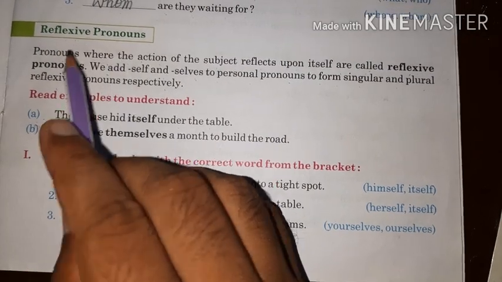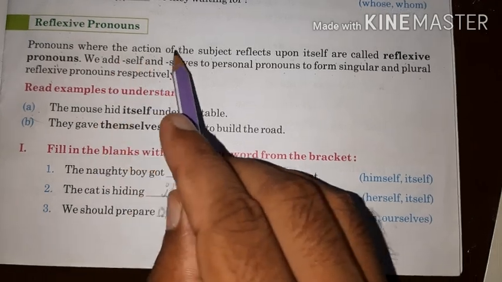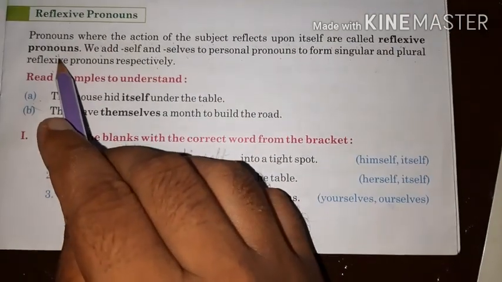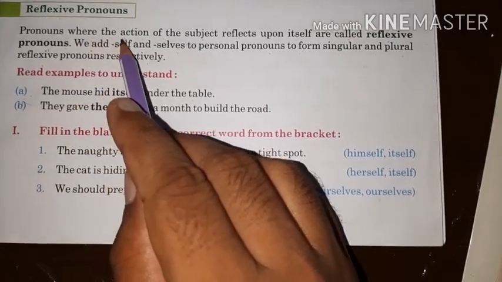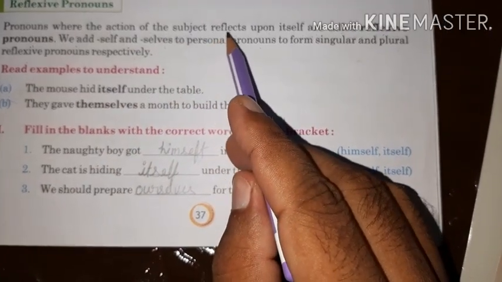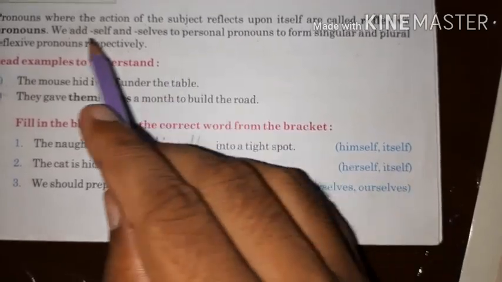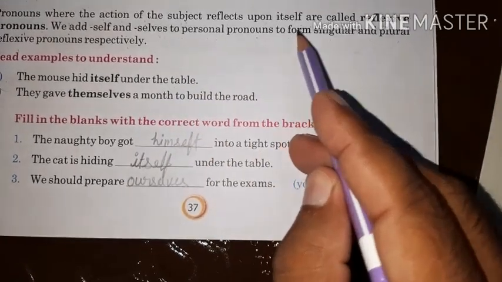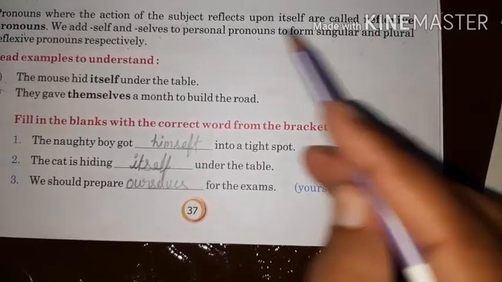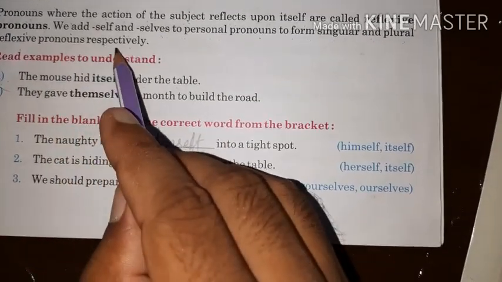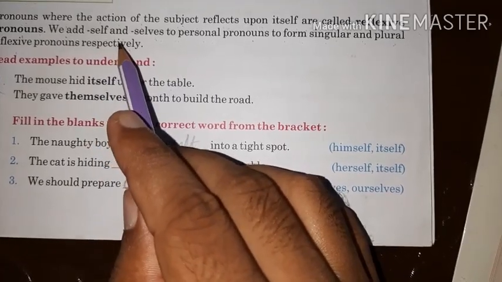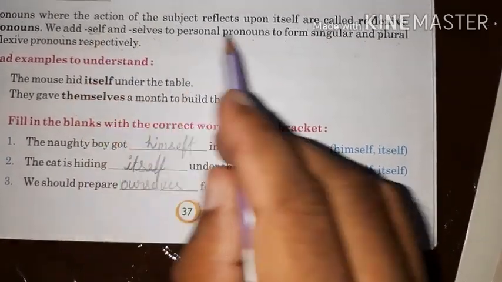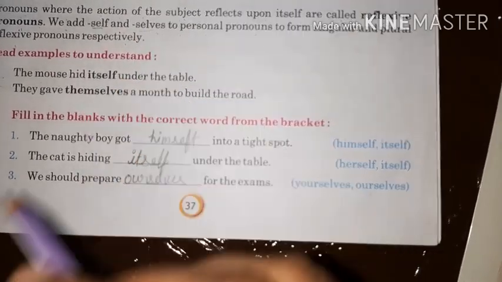Reflexive pronouns. Pronouns where the action of the subject reflects upon itself are called reflexive pronouns. We add self and selves to personal pronouns to form singular and plural reflexive pronouns respectively. So, in singular form we add self and in plural form selves.